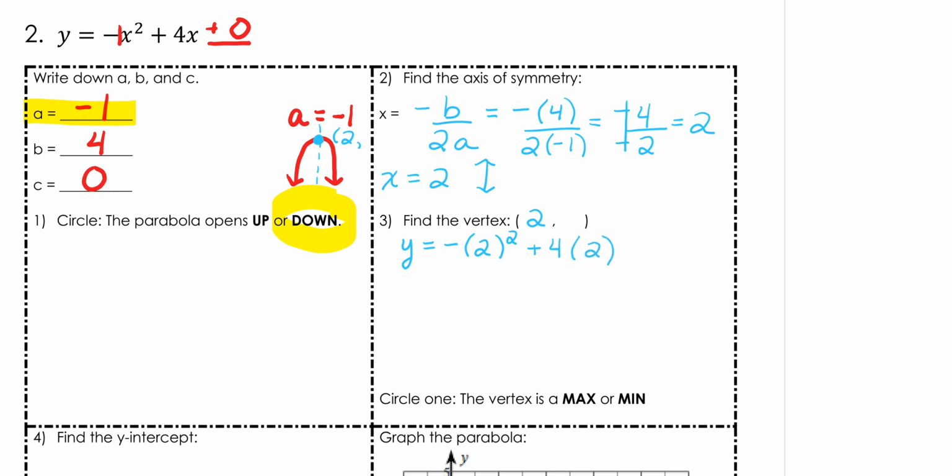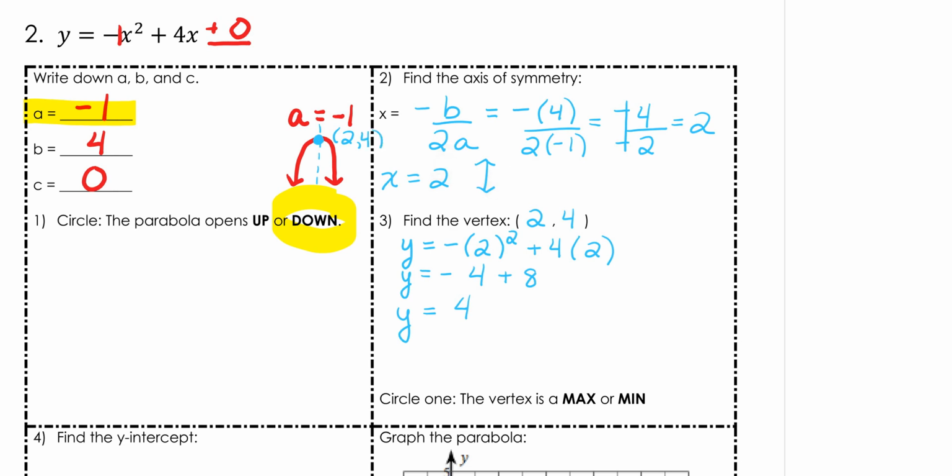All right, let's simplify this. So y equals negative 2 squared is 4, plus 4 times 2, which is 8. So y equals negative 4 plus 8, which is 4. So our y value is 4. Our vertex is located at 2, 4.